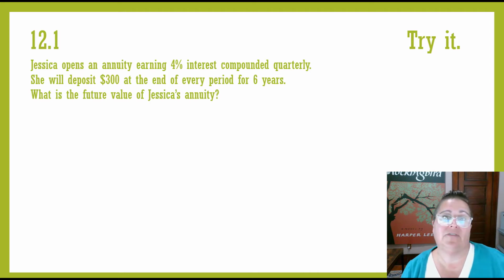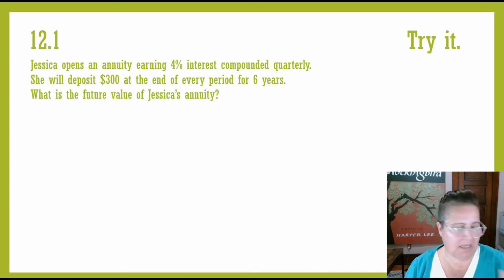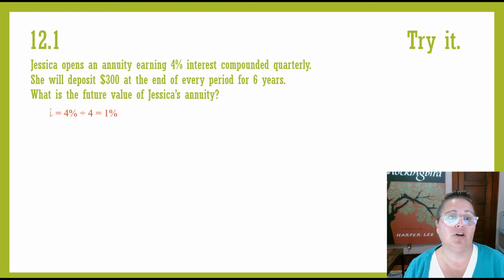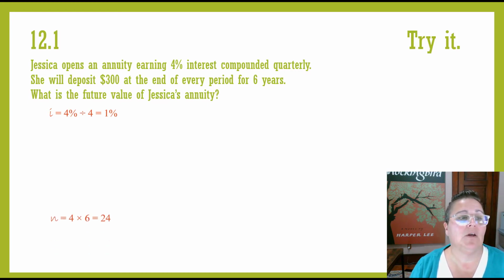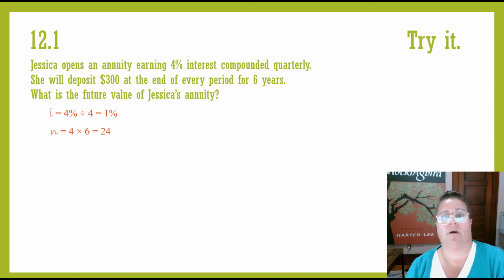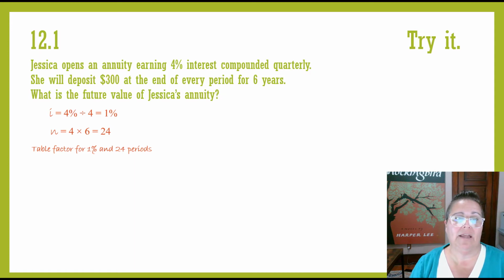So we need to find our I and our N, same as last time. Interest rate is 4%. We're going to divide that by 4 periods in a year so that we see 1% interest per period. Total number of compounds is 4 times a year for 6 years, or 24. On our table then, we're going to look up 1% for 24 periods.